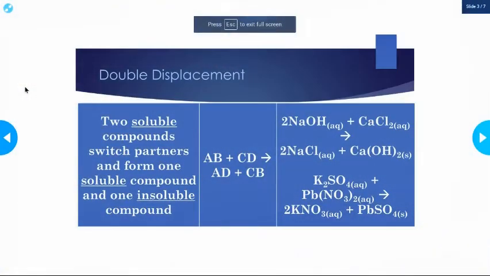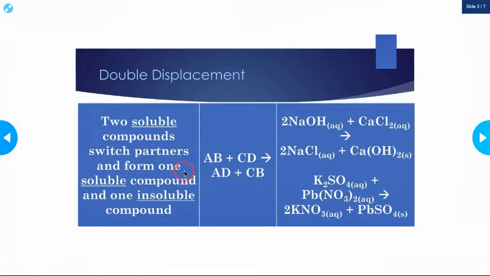So another type of chemical reaction is called the double displacement reaction, in which you have 2 soluble compounds. What they're going to do is switch partners and form in the product 1 soluble compound and 1 insoluble compound. So typically we'll see a solid as well.